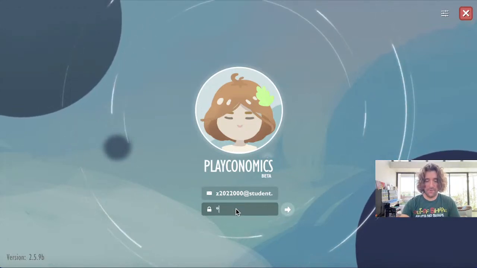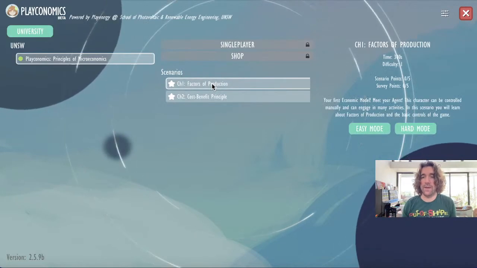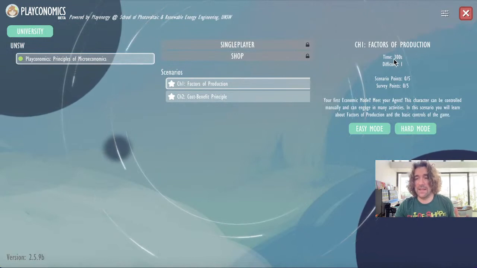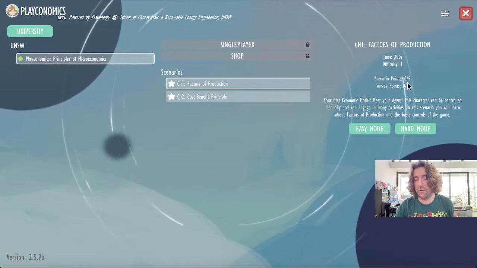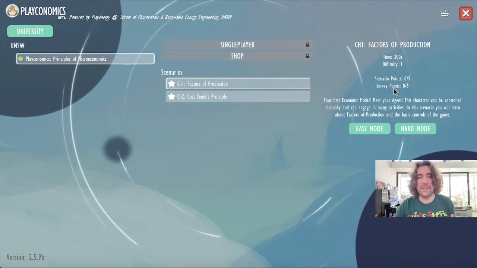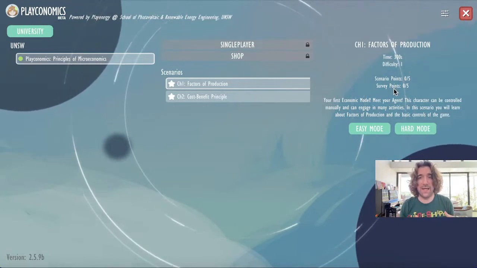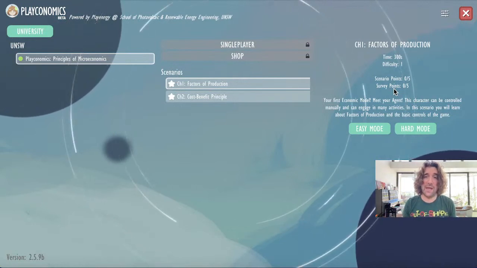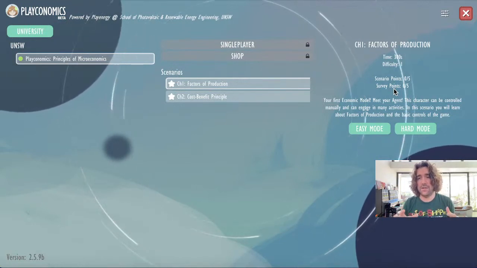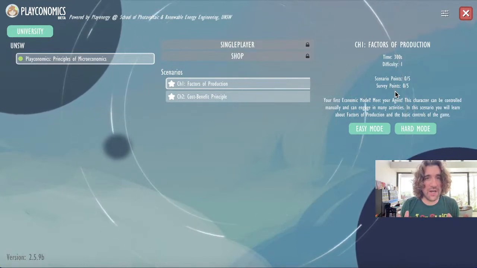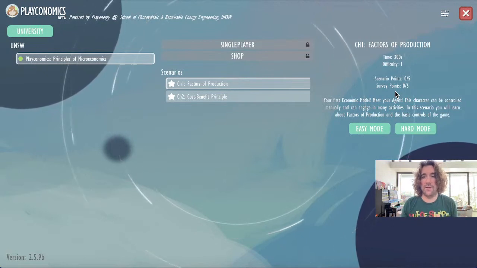So very simple. If you click on each one of them, you are gonna see how much time this scenario works for, the difficulty level, and how many scenario points you can earn. These scenario points will translate into marks. I'm gonna touch on that right after I play a little bit of the game so you can see how that works. Let's jump right into one of these scenarios.